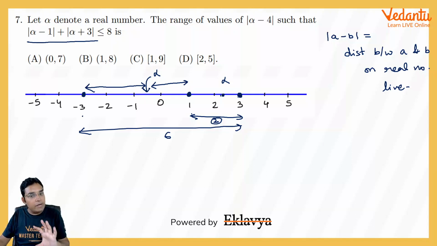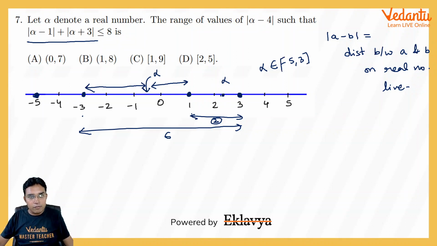I hope you are getting what I am trying to say. And similar to this, at my other extreme, my alpha can be minus 5, because this point minus 5 is at distance 2 from minus 3 and is at distance 6 from 1. 6 plus 2 is 8. If you go any further to the left of minus 5, this sum will become greater than 8. So I think we have got alpha to be from minus 5 to 3.